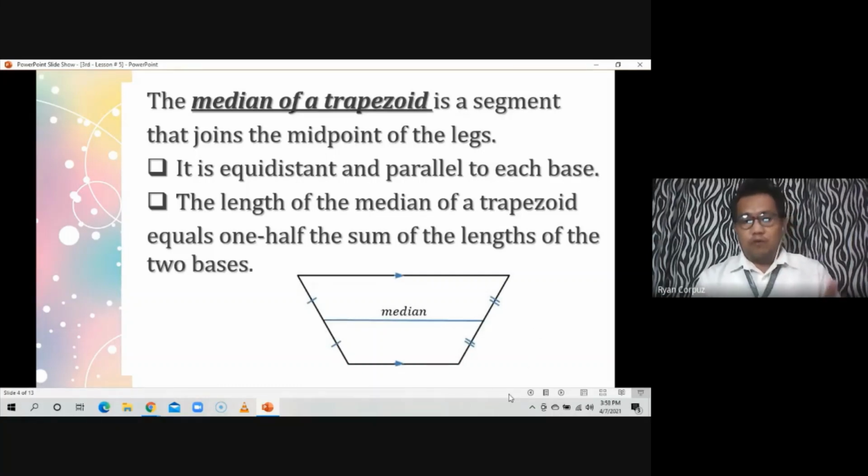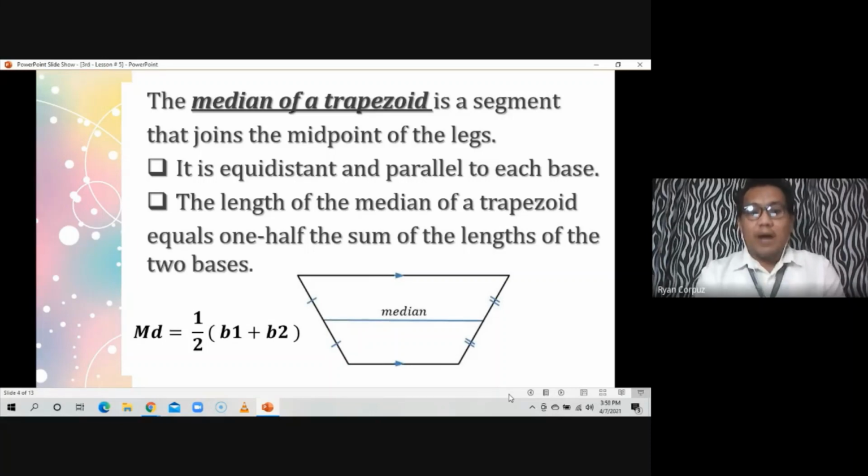So if you are going to form that statement into a formula, it is just like this. MD, which stands for median, is equal to 1/2 the sum of the lengths of the bases. There are two bases in the given trapezoid, di ba? So we have median is equal to 1/2 times the quantity base 1 plus base 2. So just add that, and the sum is to be divided by 2. That means we are getting half of it. Then we get the measure of the median of the trapezoid. So ganun yung ginagawa natin in order for us to find the median of a trapezoid.